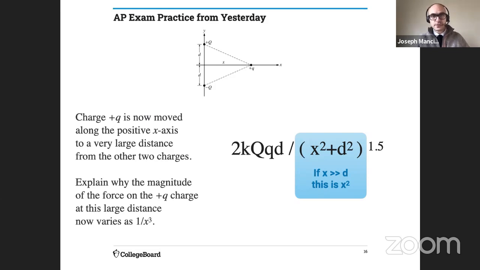Explain why the magnitude of that force depends on 1 over x cubed at great distances. Well, at great distances, the denominator of that fraction, that x squared plus d squared, approaches x squared. If x is way bigger than d, that's basically an x squared term. And because of the math that was going on, we had x squared plus d squared times the square root of x squared plus d squared, which is the same as x squared plus d squared to the 1.5 power. So at very large x, that section of the equation is x cubed, because the contribution from d doesn't really matter.